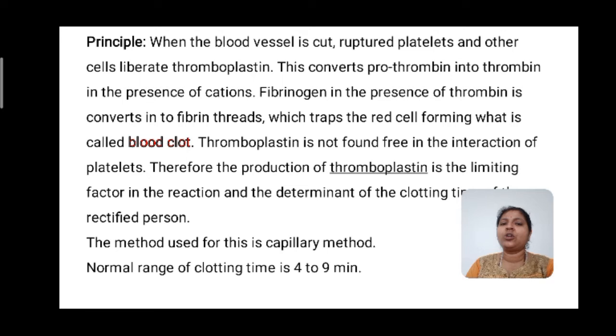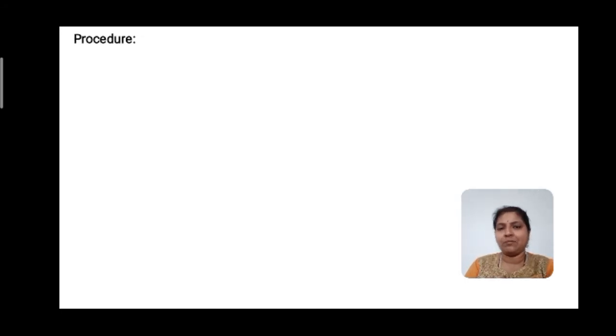Therefore, the production of thromboplastin is the limiting factor in the reaction and the determinant of the clotting time in the normal person. The method used for this practical is the capillary method. The normal range of the clotting time is 4 to 9 minutes.